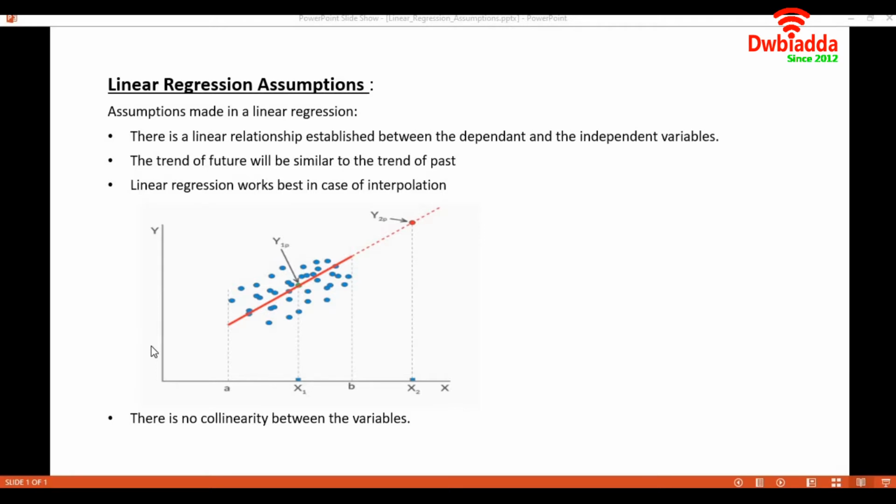The first condition before we make a linear regression is that the relationship between the variables should be linear. For example, we always know the dependent variable is plotted on the y-axis and the independent on the x-axis. So we need to make sure the relationship between the x-axis and the y-axis, the dependent and the independent, must be linear, which means I should be able to draw a straight line. It should be either constantly increasing or constantly decreasing. It should not be a pattern which is wavy.